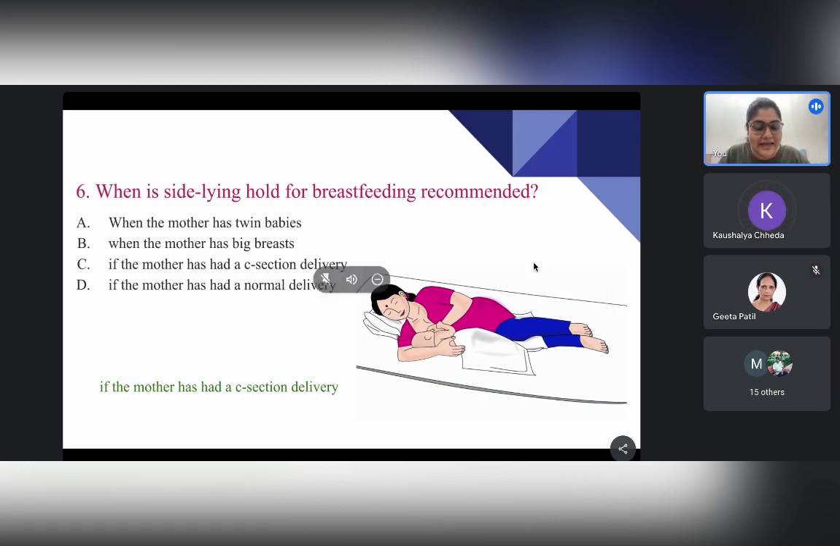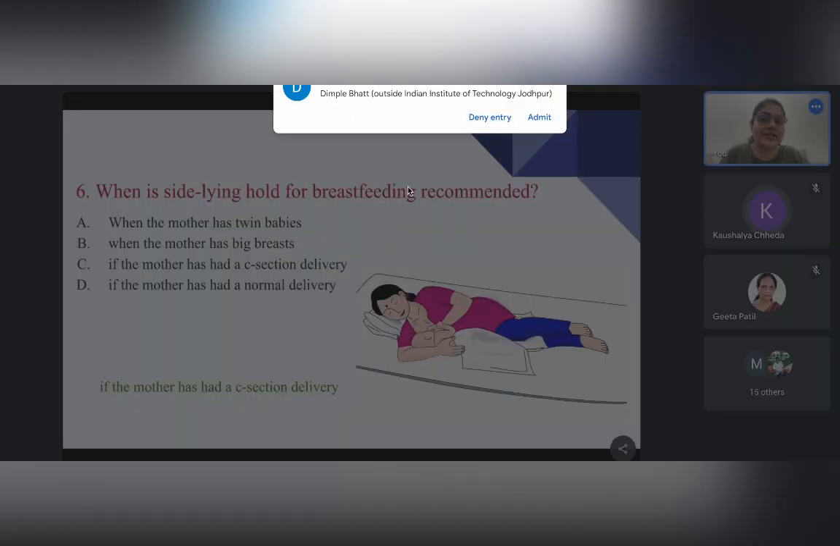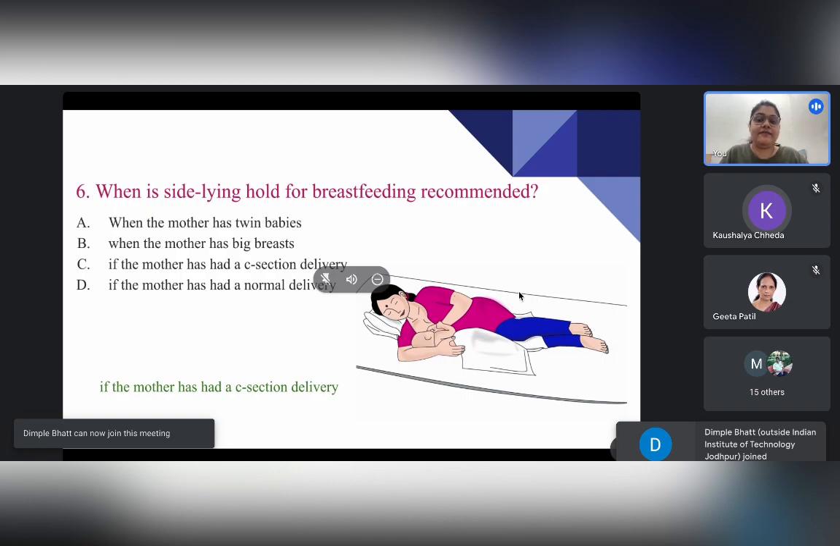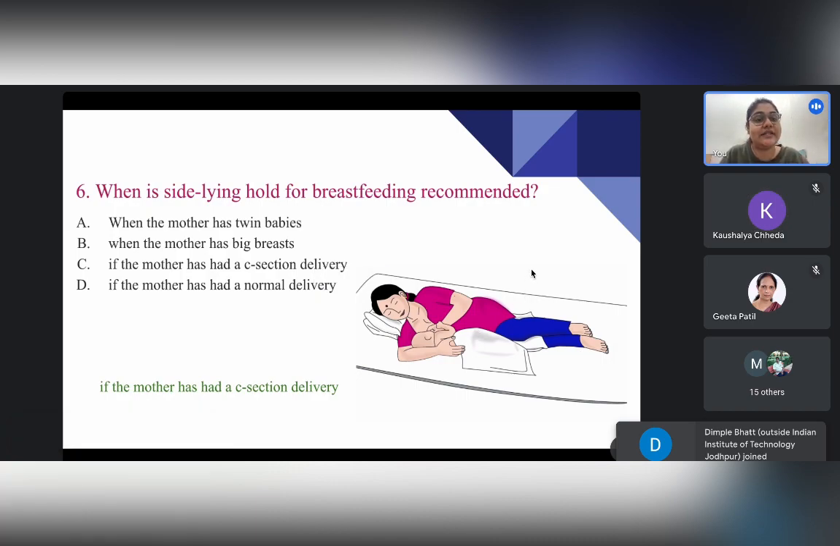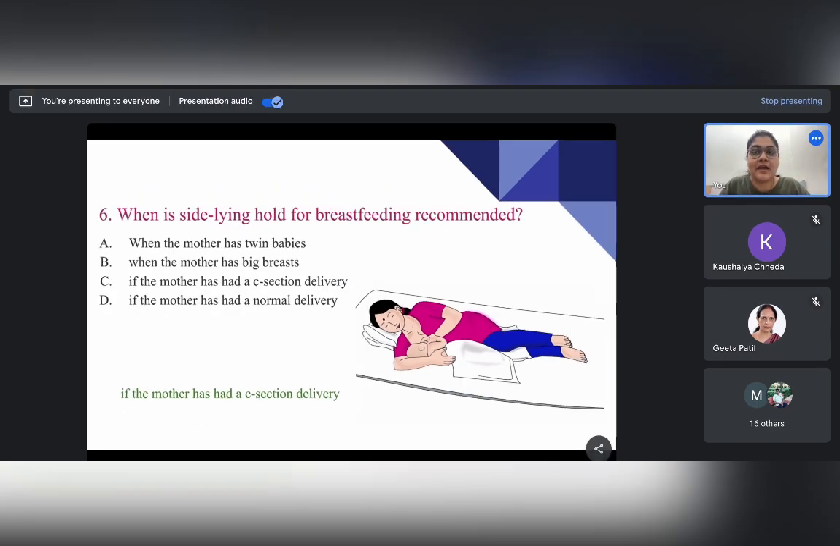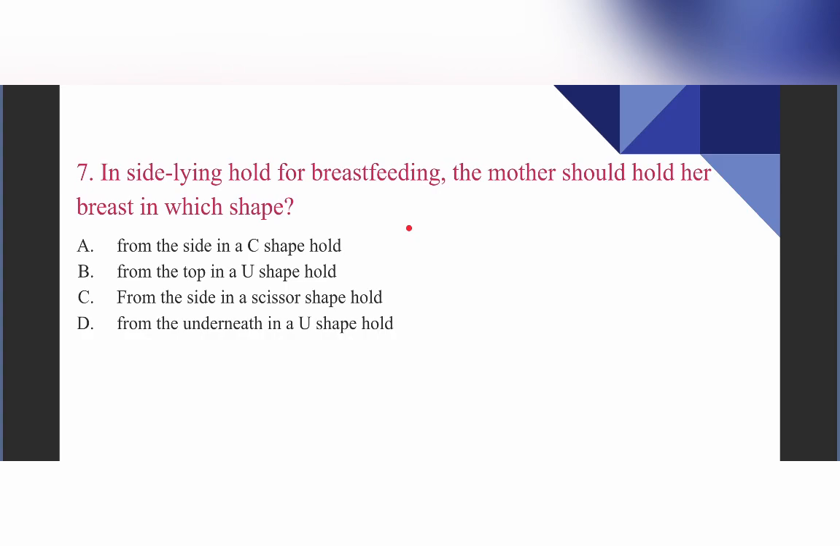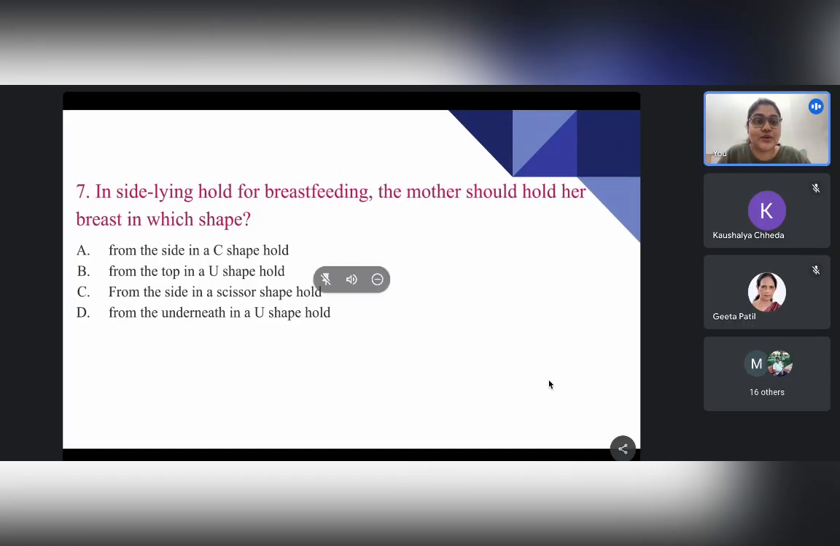So the answer to this question is if the mother has had a c-section delivery. Even if the mother has a c-section delivery, she can very comfortably breastfeed the child through a side lying hold, or even a football hold, as we have just discussed previously. So we'll move on to our next question.